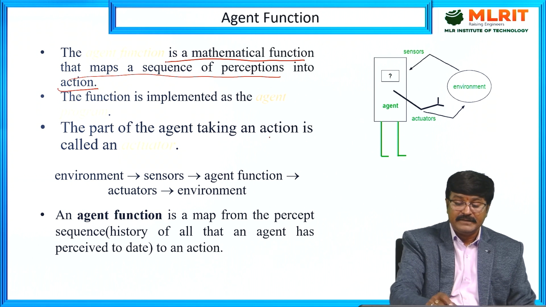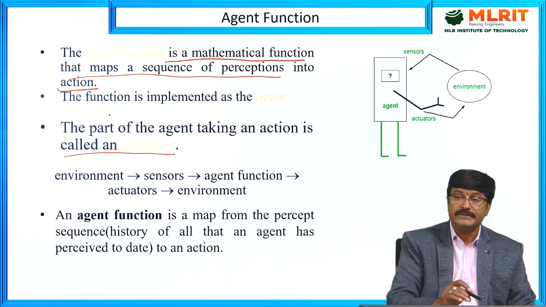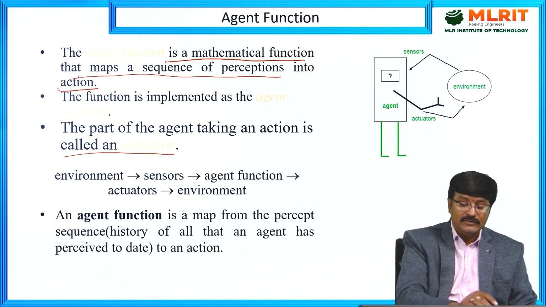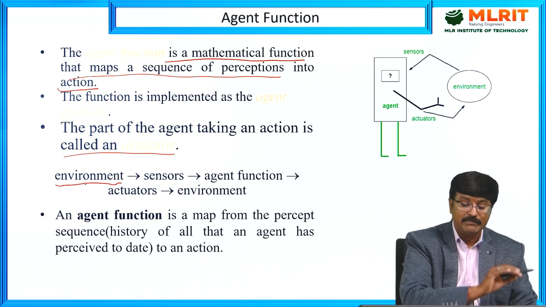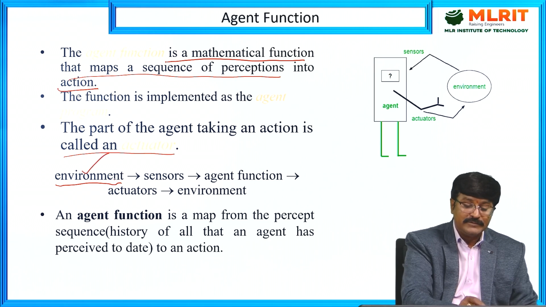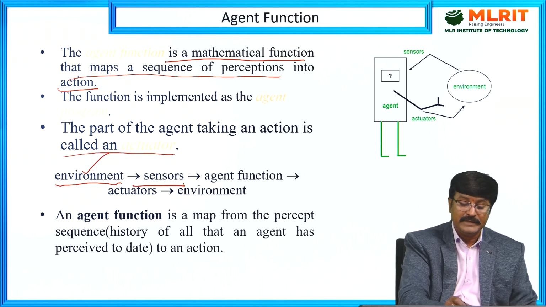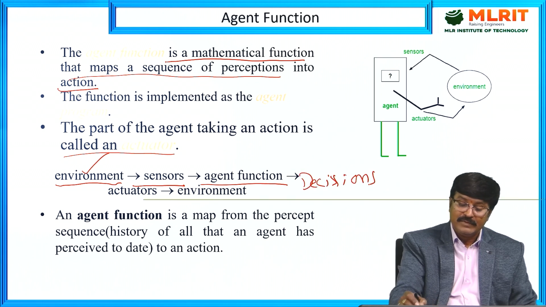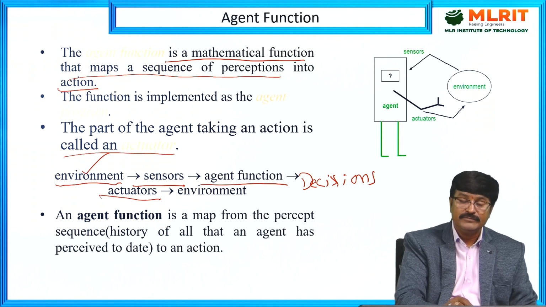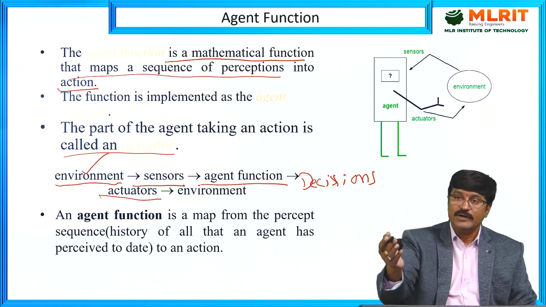The part of the agent taking an action is called an actuator. Whatever action it takes, we call it an actuator. Through actuators, we take the action on the environment. So now your complete sequence is there: we continuously get perceptions from the environment through sensors, the agent analyzes the sensing information, and based on the agent function we take decisions, and based on the decisions the actuators do the actions.